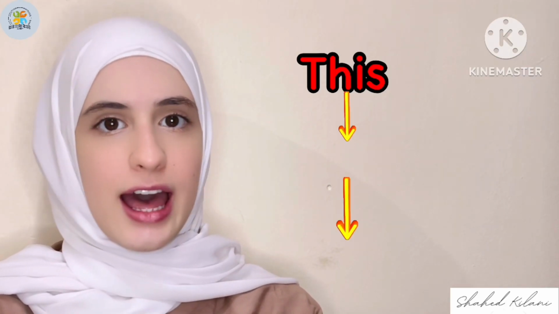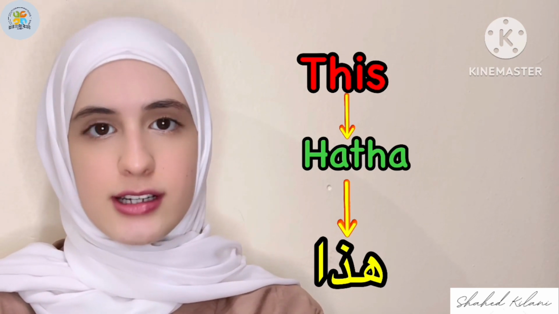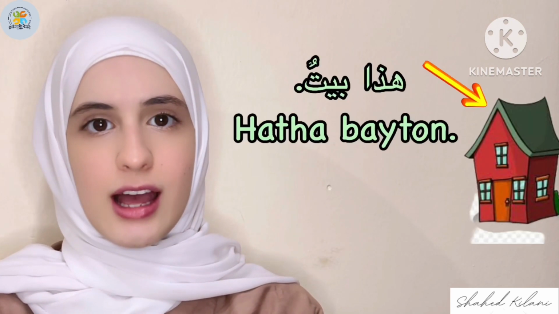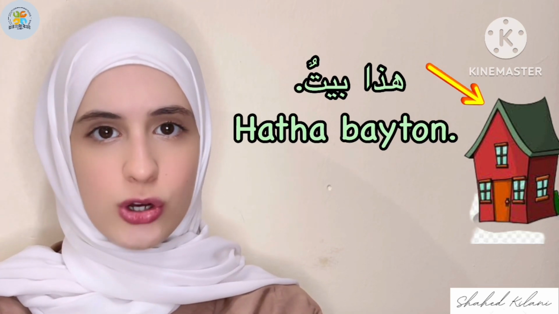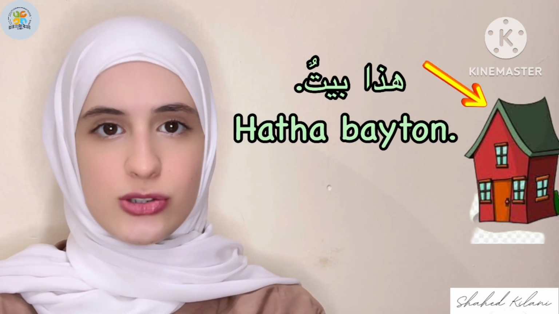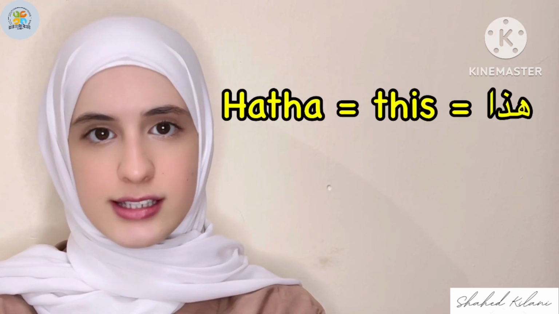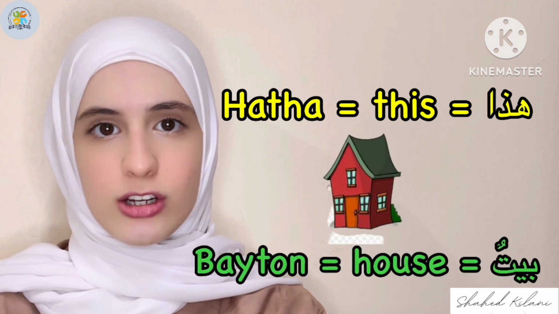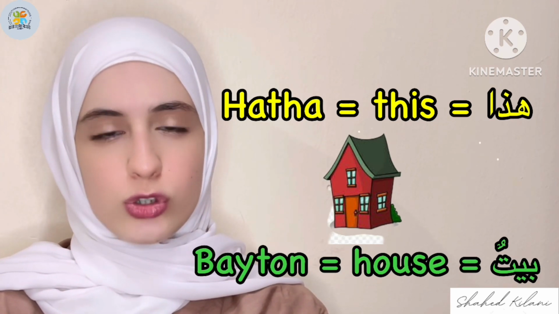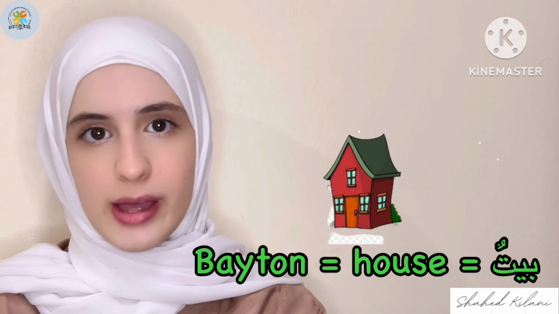This means هذا in Arabic. هذا is used for masculine nouns. Let's see some examples. هذا بيت. هذا بيت, which translates to this is a house. هذا means this in the sentence, and بيت means house. Here we add the tanween, which means to double the vowel mark at the end of the noun, and it becomes بيتٌ instead of بيتْ.